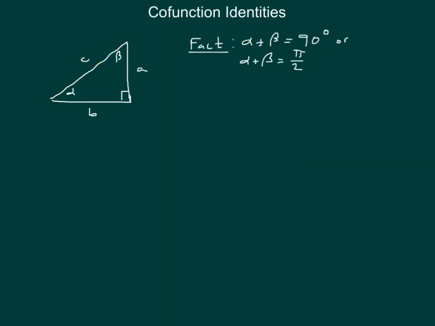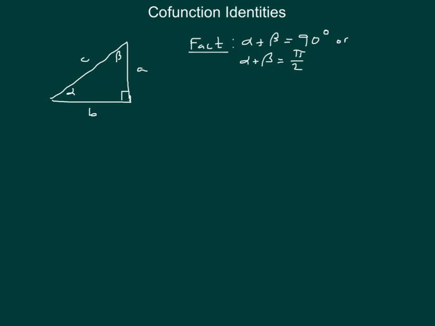Now when we look at the cofunction identities, we have this right triangle. This angle is alpha, this is beta, we have our right angle. This side has length A, that's B, and that's C. Now some of the things you have to realize up here. Fact, alpha plus beta equals 90 degrees, or, if we're in radians, alpha plus beta would have to be pi over 2.